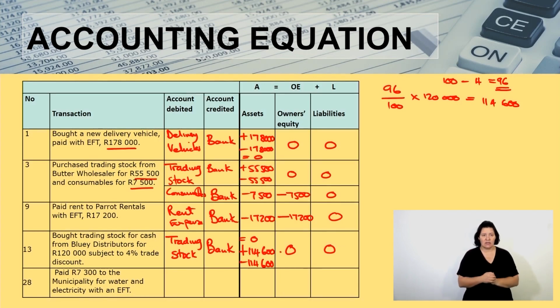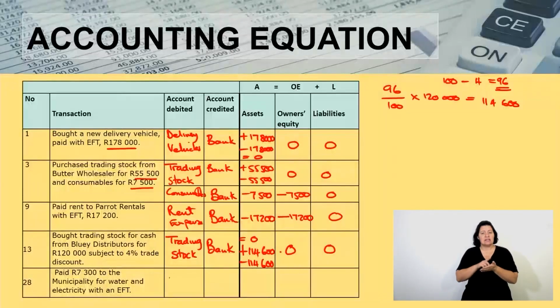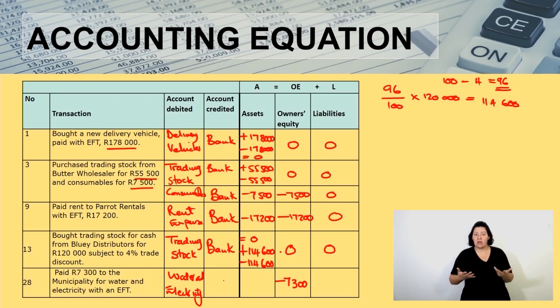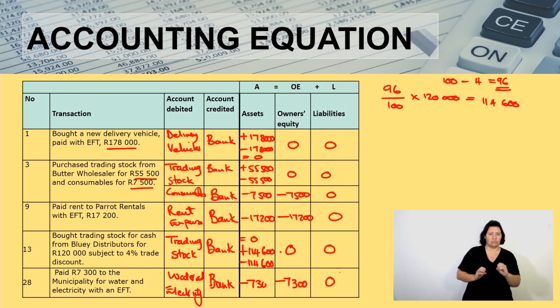The last one says, paid 7,300 to the municipality for water and electricity with an EFT. Once you pay for water and electricity, remember, water and electricity is an expense, so we debit our water and electricity. This is an expense, so it's going to decrease my owner's equity, minus 7,300. And then, as long as I'm paying, I will credit my bank. Once bank is credited, my assets are decreasing, minus 7,300. And no effect on the liabilities.